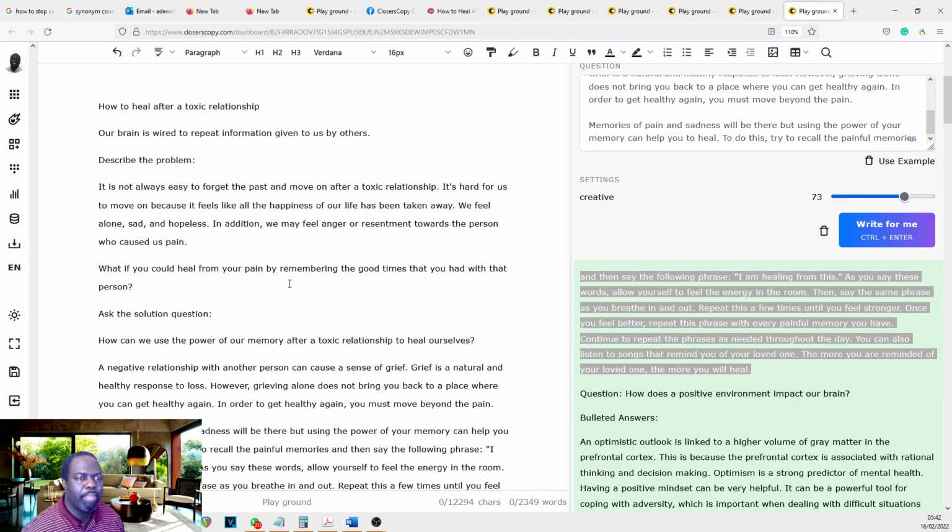Okay, I'll just read everything we've got all the way to there. So it's not always easy to forget the past and move on after a toxic relationship. It's hard for us to move on because it feels like all the happiness in our life has been taken away. We feel alone, sad, and hopeless. In addition, we may feel anger and resentment towards the person who has caused us pain. What if you could heal from the pain by remembering the bad times you had with that person? Oh, that's a powerful question.